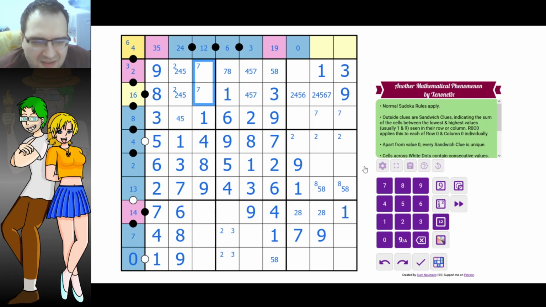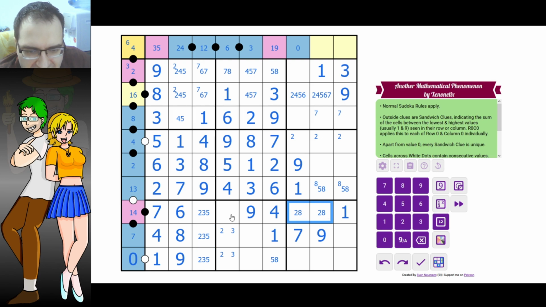2 3 4 5. Yeah, this is a 1 6. It's a 6 7 pair. So we need a 2 3 and 5 missing. And we have a 2 8 here, so this is not a 2 5. 6 7 8 9. Okay, we have the 7 here. Okay, one of these is 4, one of these is 6.